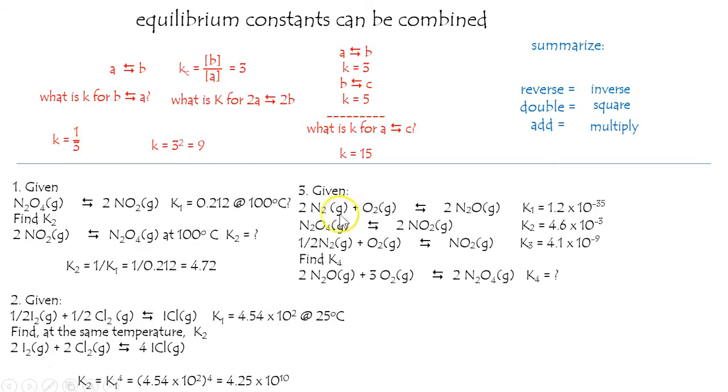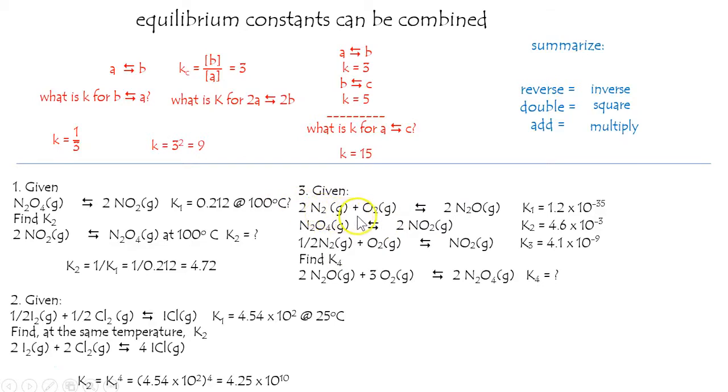And here's a long one. We have 3 reactions that you're given, and they want you to combine them in such a way that you will end up with this one. All you need to do is for each reaction, see if you need to flip it and see if you need to multiply it.